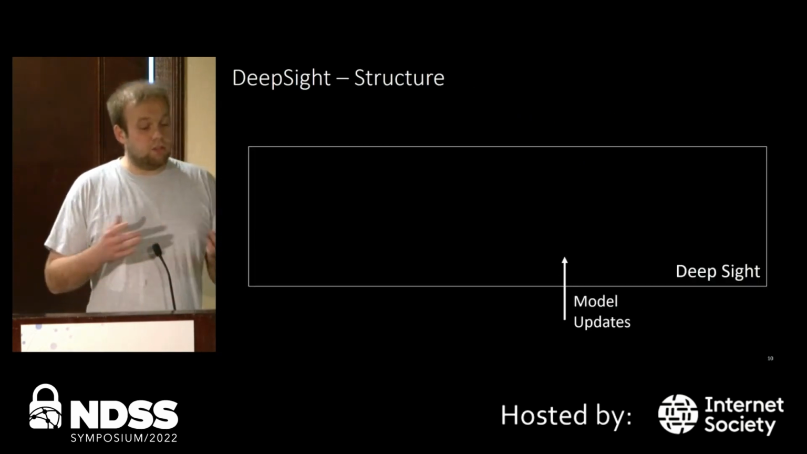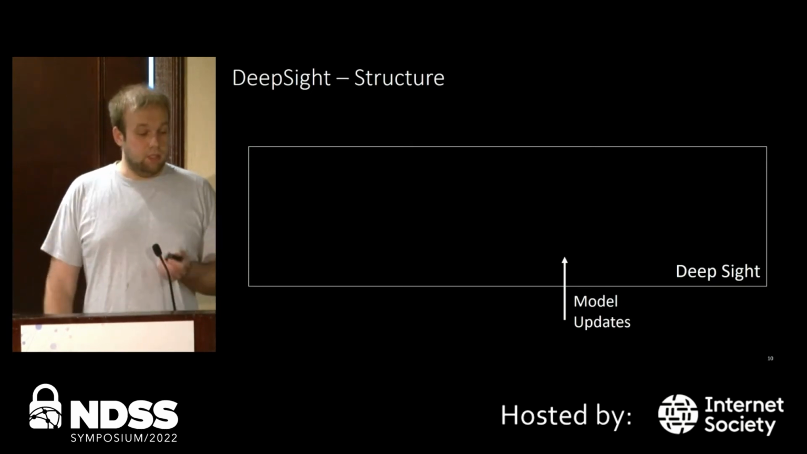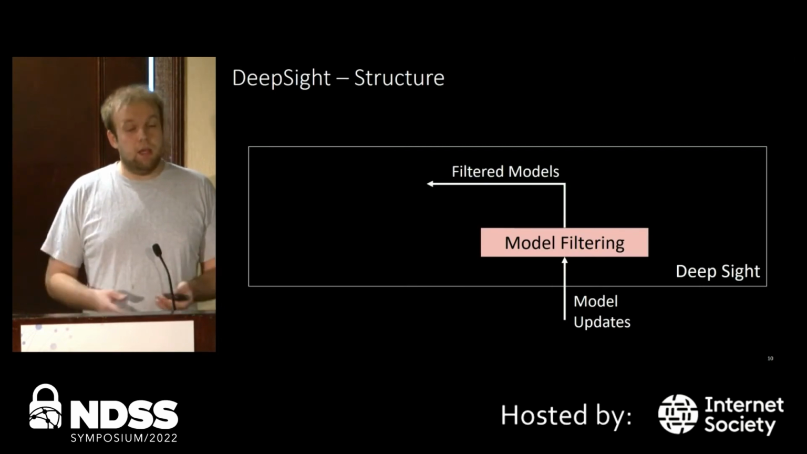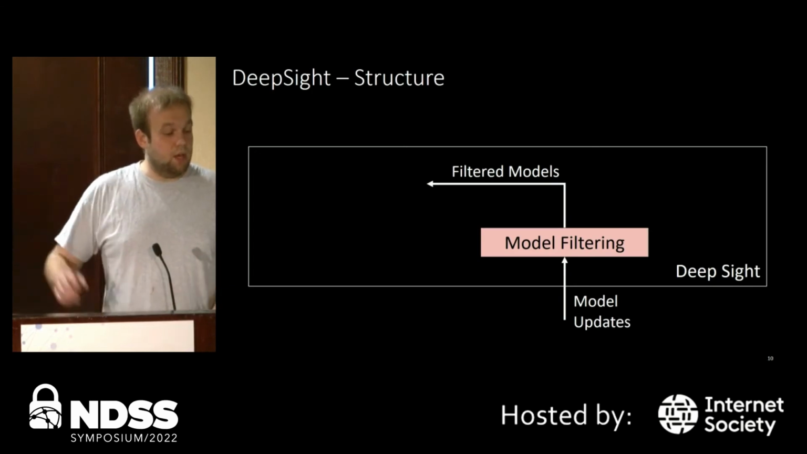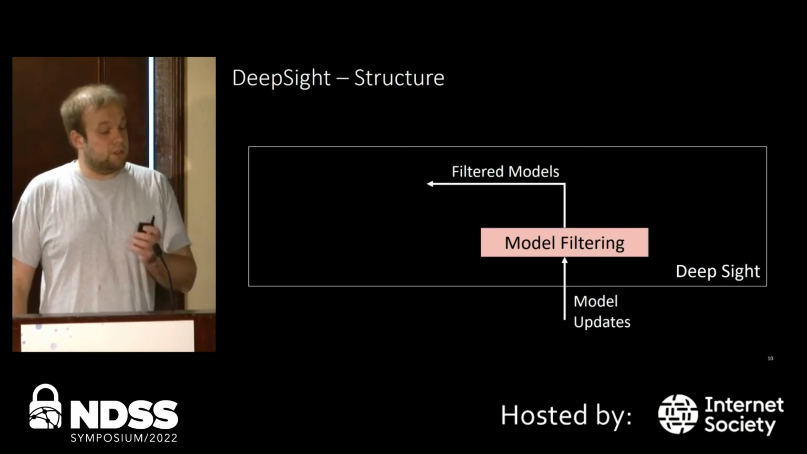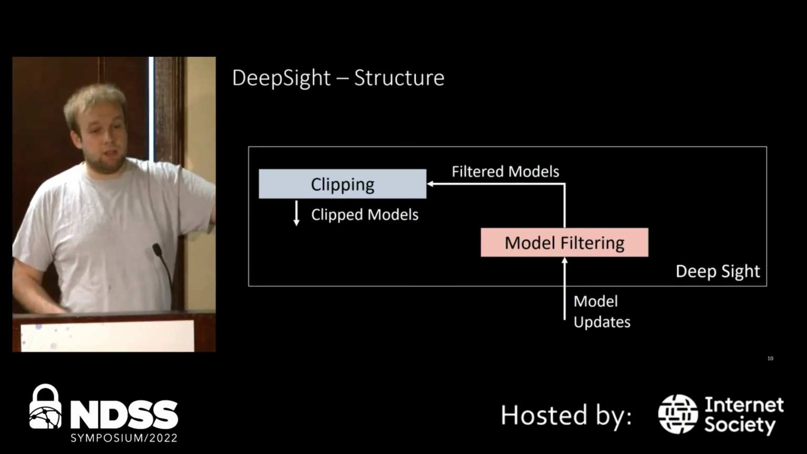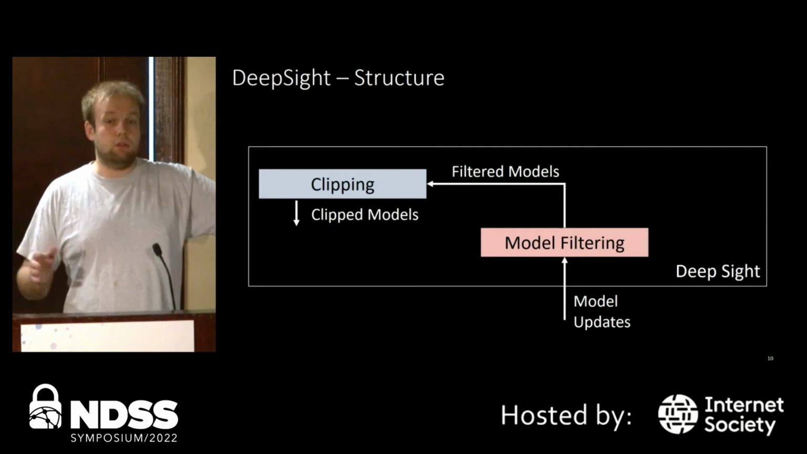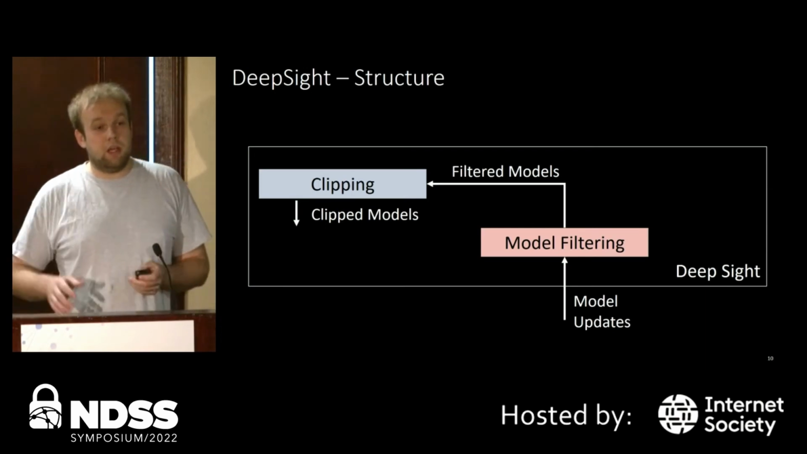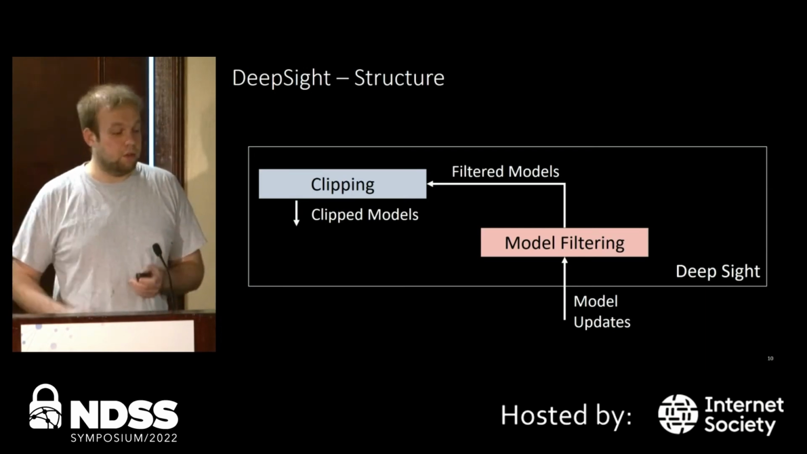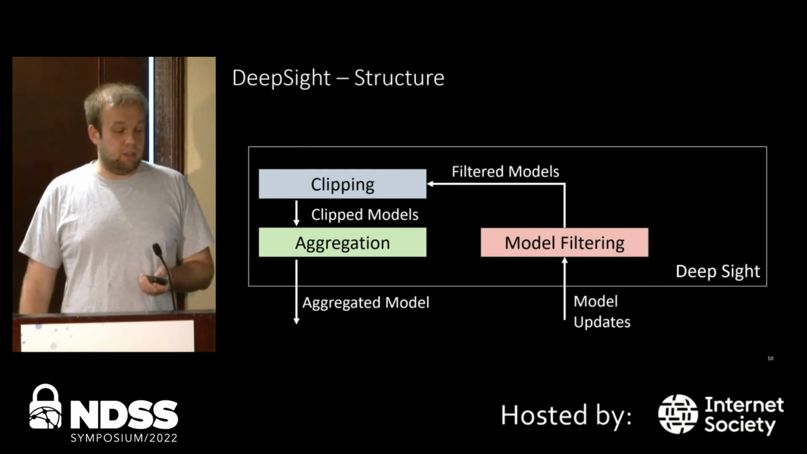Let's now look at how this technique can be used to identify poison models. DeepSight takes the model updates that it received from the clients and uses these techniques to apply a filtering. I will explain this filtering in more detail on the next slide, but for now, let's continue with the filtered models, which are then forwarded to the clipping component. It downscales the model updates if their magnitude, their distance to the original model, is too high, to prevent the adversary from using only weakly trained models and upscaling them to boost their impact. Finally, these filtered and clipped models are aggregated and sent back to the clients.